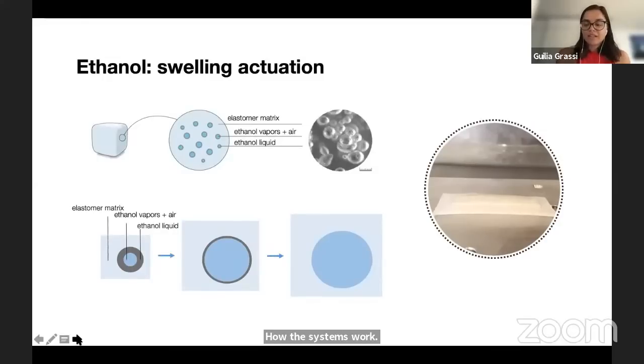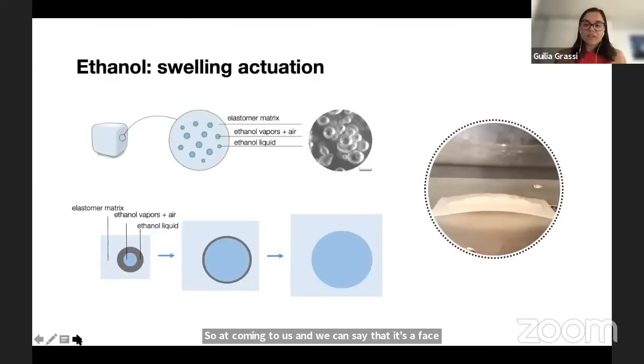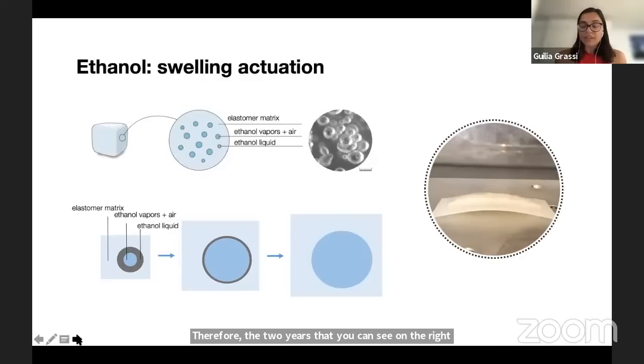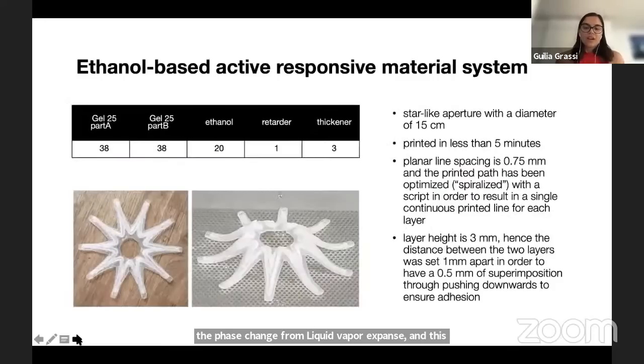So coming to ethanol, we can say that it's a phase-changing material. Therefore, the 2 layers that you can see on the right side are one made of plain silicon, and the other one was a mixture of silicon and ethanol. Ethanol, while undergoing the phase change from liquid to vapor, expands, and this causes the bending. We were able then to generate this active responsive material system.